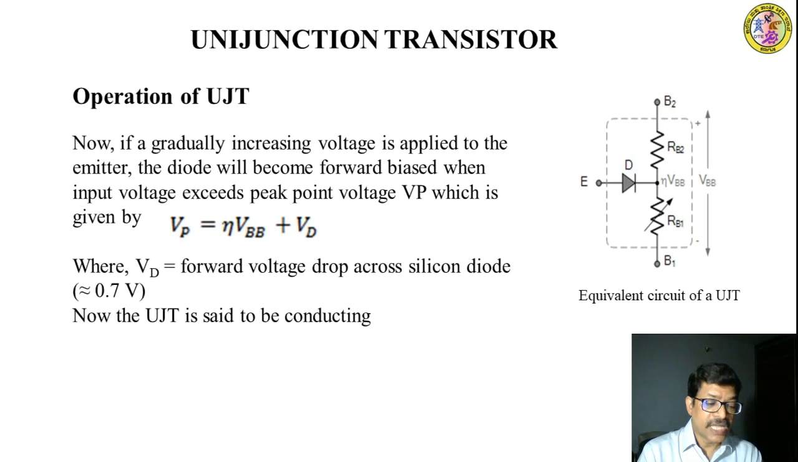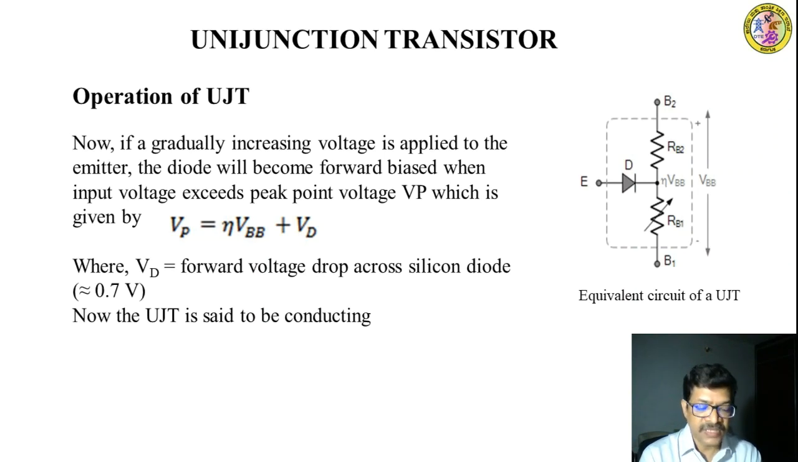When the diode D starts conducting, holes are injected from P-type material to the N-type bar. These holes are swept down towards the terminal B1. This decreases the resistance between emitter and B1.